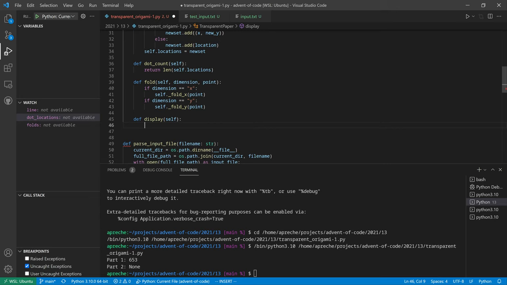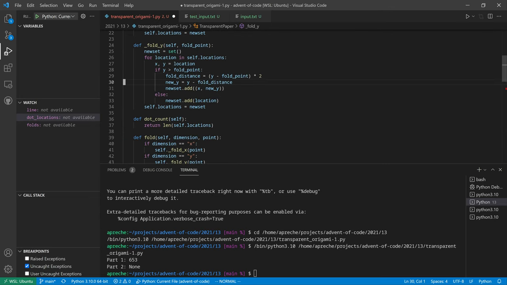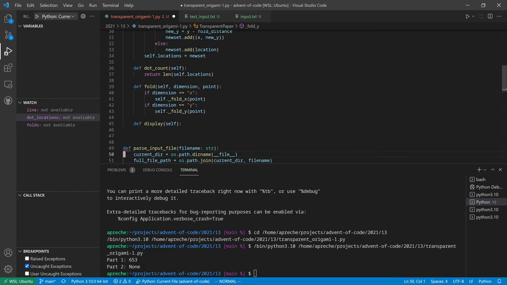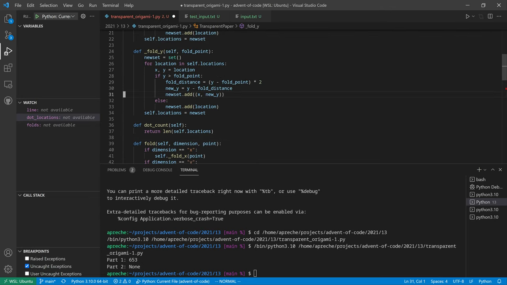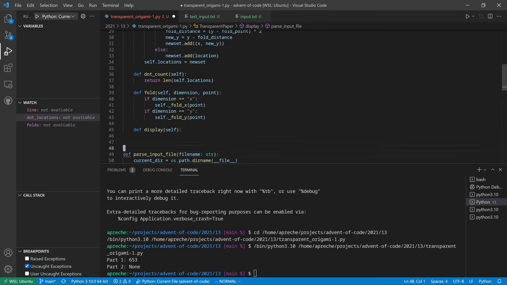Okay, so let's make our display function because I'm pretty sure our folds are going to work. We have to shift our negatives over, so that's the first thing we have to do. Oh, do we really have to shift the negatives over? Let's print the display and see what happens if we don't. I think we might get lucky, but I think we're going to have to shift them regardless. So we want the min x and the min y of the set, and the max x and the max y.